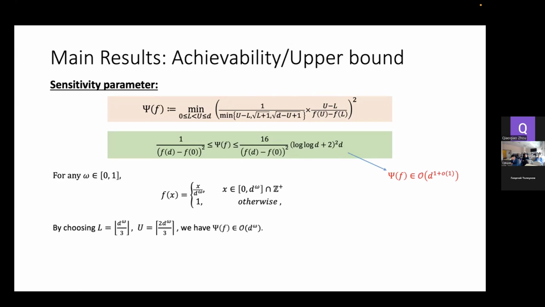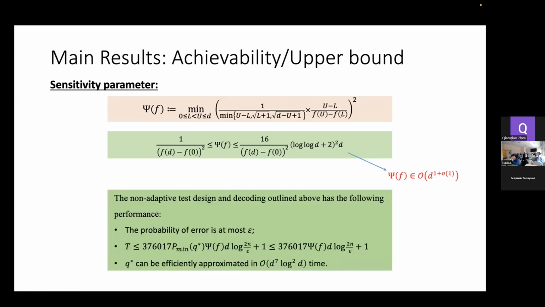But sometimes this upper bound is pessimistic. For instance, for any omega between 0 and 1, we consider this kind of test function. For this test function, your sensitivity parameter is only big O of d to the power of omega. If omega is, for instance, half, it is strictly smaller than this upper bound. I want to use this example to illustrate that our upper bound, even though it is universal, is most of the time pessimistic.